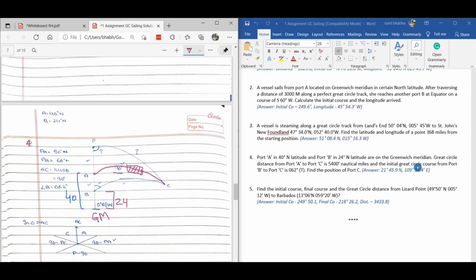And one more information is given, that is great circle course from port B to port C is 062, the initial great circle course. So when you start from B, let me mark a diagram of the ship, and you want to reach port C, the initial course would be this one, 062 degrees. So this angle is 62 degrees in this case. So this was all the information which was given to us. So up to here is clear, beta?